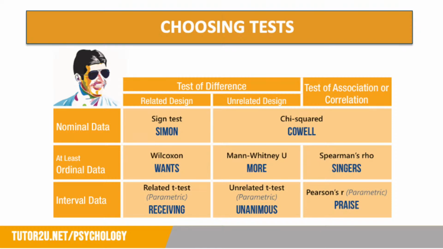I'll just throw you one quick question and see if you can get this. You've got a study, you're looking for a difference, your data is interval, and you've got an unrelated design, so independent measures. What test are you going to use? Just very quickly before I pass over. Nobody's replying. Okay, well done. We got Sadie straight in there: unrelated t-test. Okay, well done, that's great.